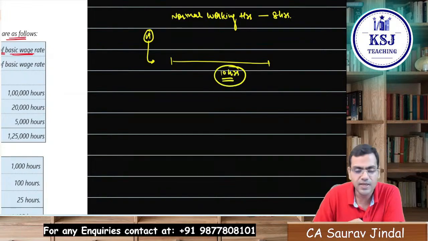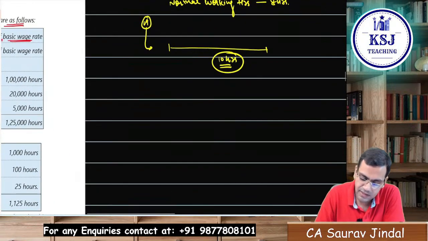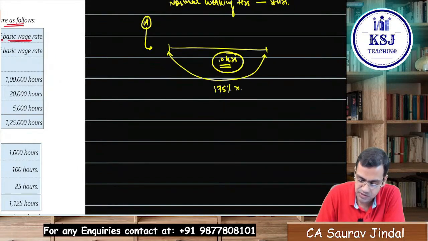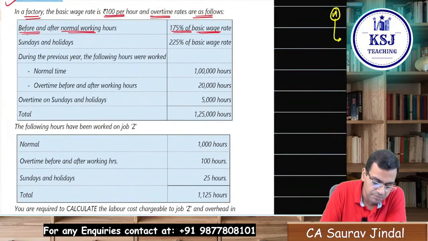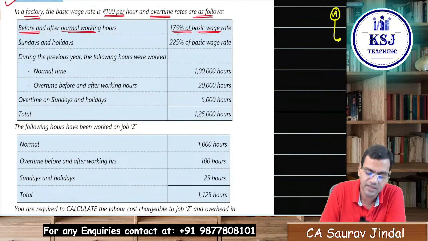If he is going to work for 10 hours now, what will be the payment that you will make to him? You will make the payment at 175% of 100 rupees. That is, you will pay him 175 rupees. What is the wage rate before and after the normal working hours? That is 175% of the basic wage rate.